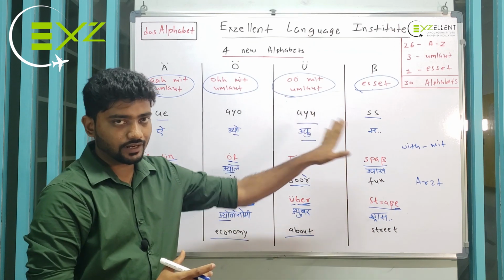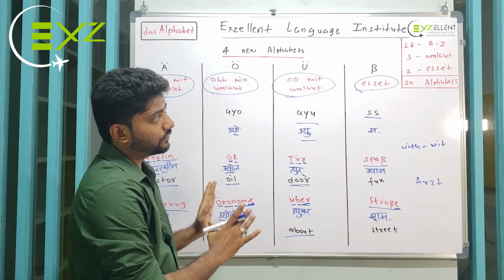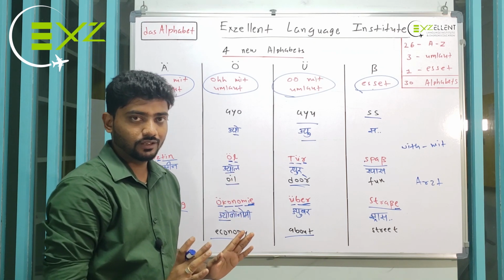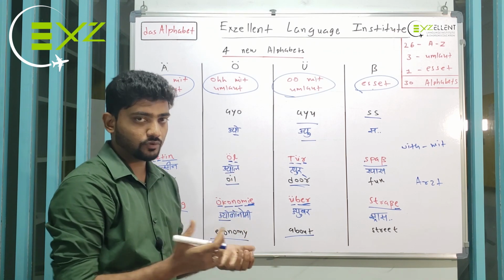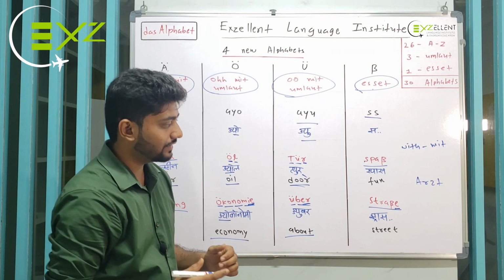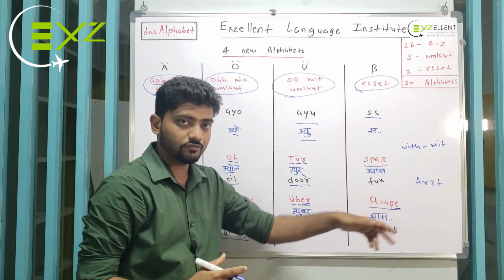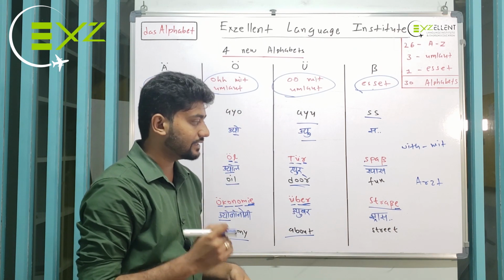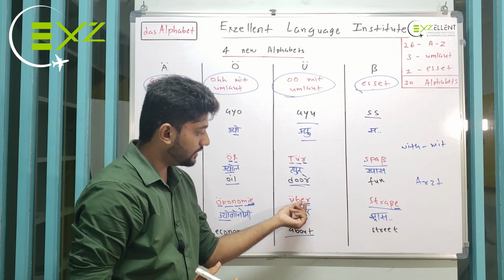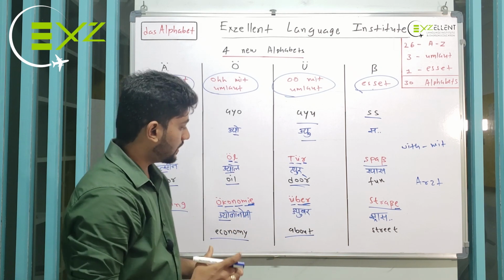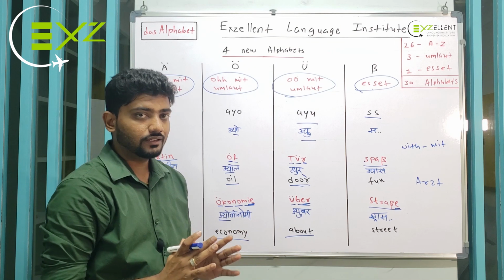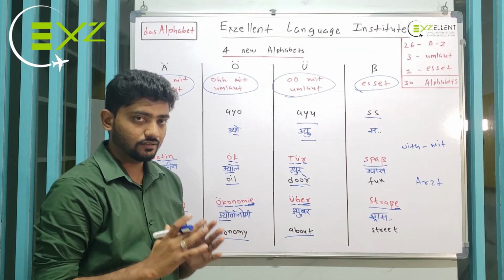So we have now completed all the 30 alphabets. Now we should learn rules for pronunciation. Like if e is at the end, then we will pronounce it as a, and er at the end, then or. There are many pronunciation rules in German language. Now let's learn them.